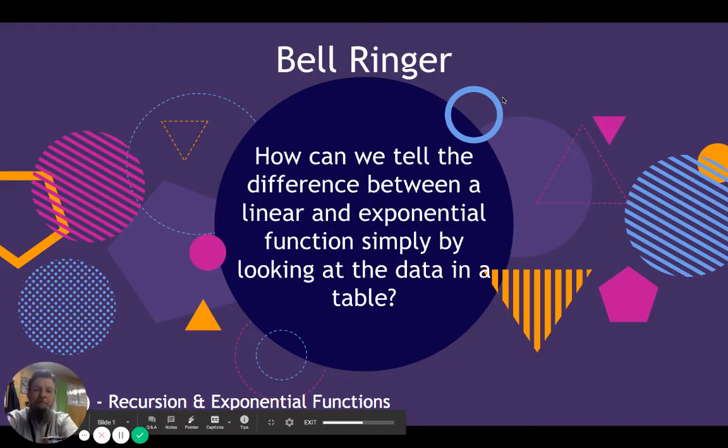Well, good morning. This is the first lesson in recursion and exponential functions. Let's talk about it a little bit with the bell ringer. Bell ringer has nothing to do with exponential functions, but you'll get the idea.